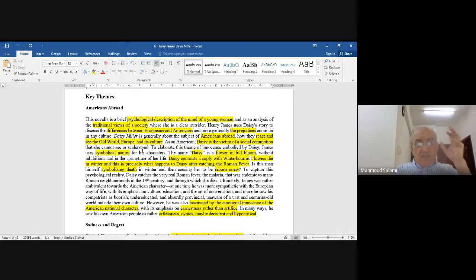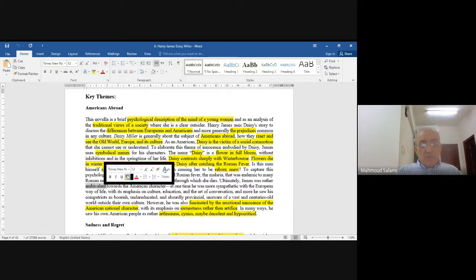To capture this psychological reality, Daisy catches the very real Roman fever, the malaria that was endemic to many Roman neighborhoods in the 19th century, and through which she dies. Ultimately, James was rather ambivalent towards the American character. And I think this is a good word here, ambivalent. I really must highlight it here for you.